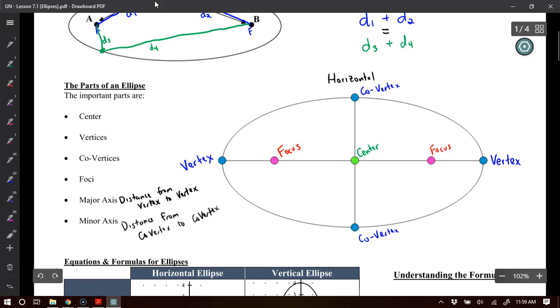And so if I highlight that one, this would be the distance of the minor axis. So the minor axis connects the co-vertices, the major axis connects the vertices together. It's that distance. So the major axis even tells you what type of ellipse you're dealing with, whether it's horizontal or whether you're dealing with a vertical ellipse. So let's look at the formulas.